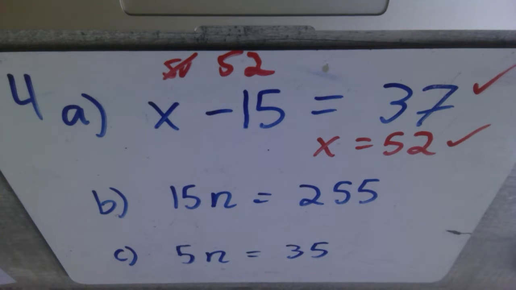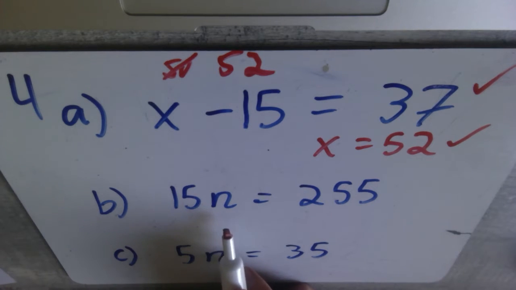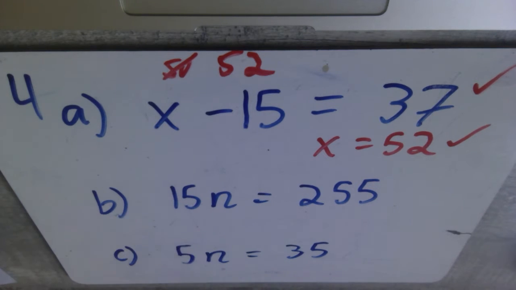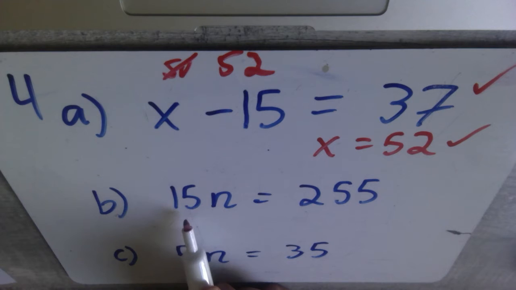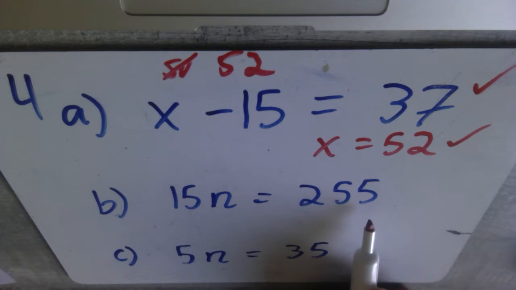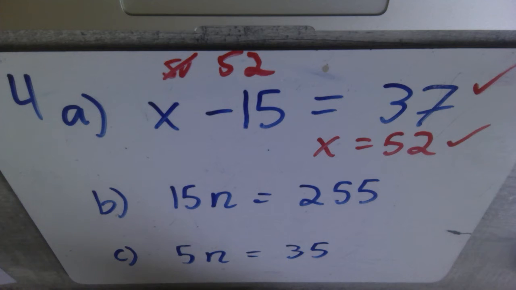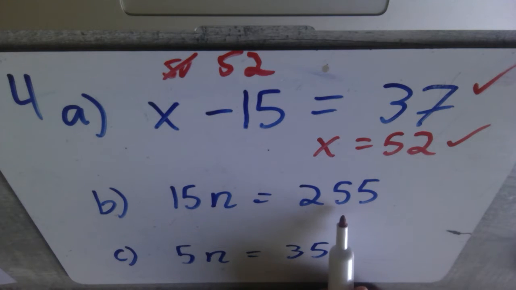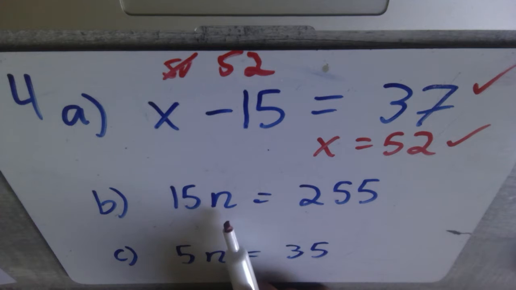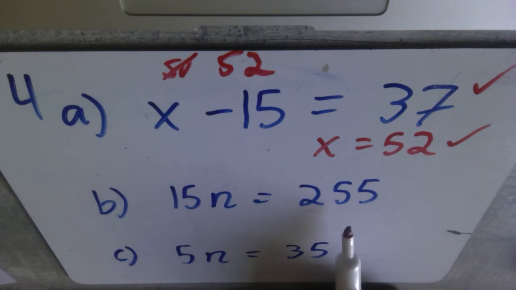Part B, 15 multiplied by n. Remember, when that variable is beside a number, it means to multiply. I can't say that enough. Equals 255. And how did we get that? Well, the question said Abba bought 15 DVDs for $255. So she bought 15 DVDs and in total they cost her $255. She paid the same amount for each DVD. So 15 multiplied by the amount that each costs gives me my total.